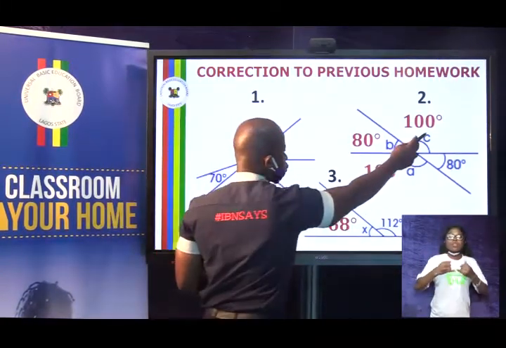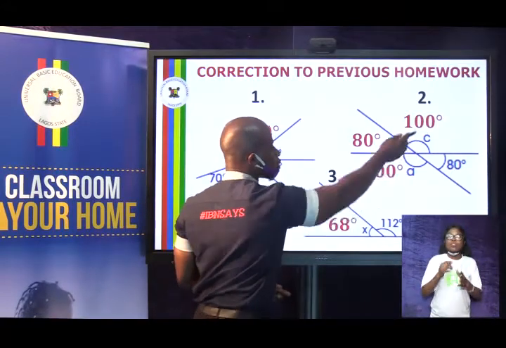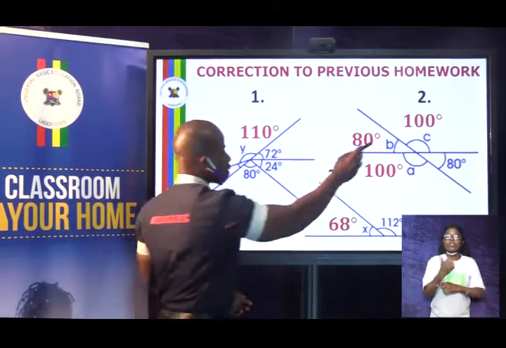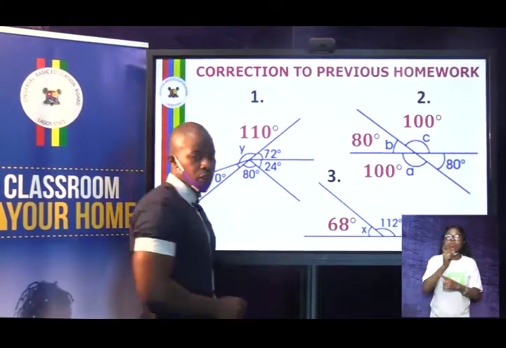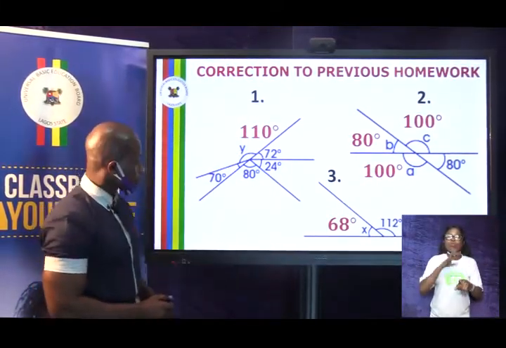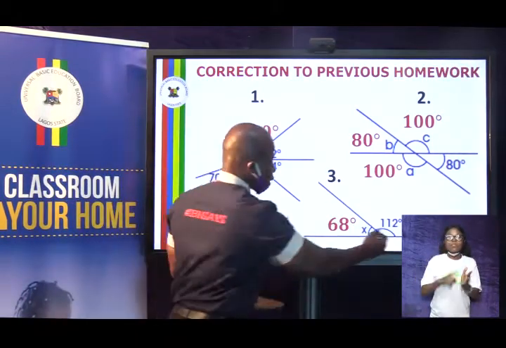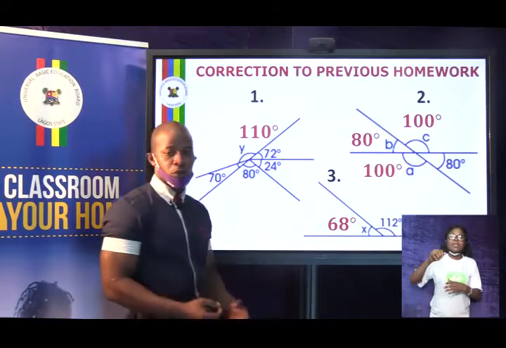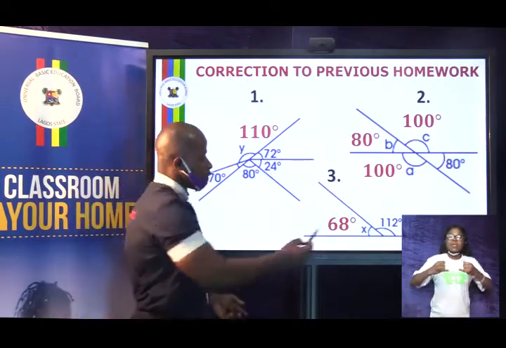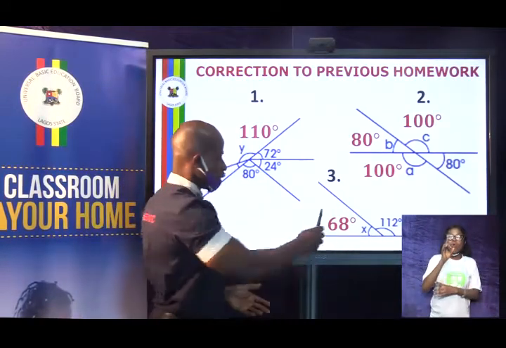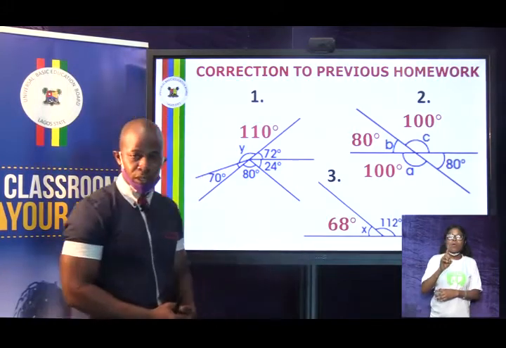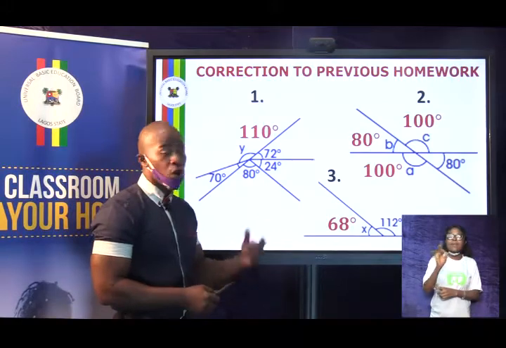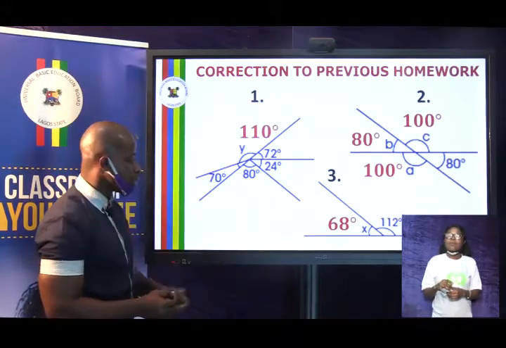Now, if this is 100, then this is vertically opposite to it. They are facing each other at the junction. So if this is 100, this will also be 100. As for this one, you have a straight line. All the angles on a straight line will give you 180. So if this is 112, then 68 has to complete it to make 180. You get that by subtracting 112 from 180.